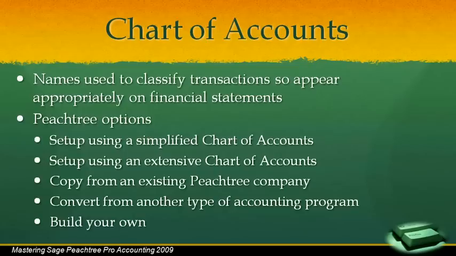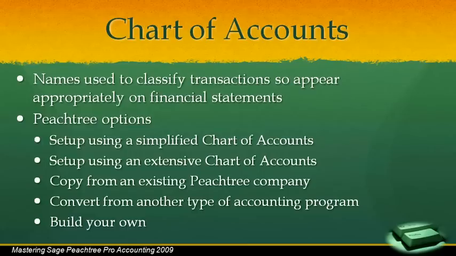We've talked a little bit about the chart of accounts, and you understand what's there. But when it comes to this part, we're talking about creating the company file. This is going to be the names that are used to classify the transactions that appear, and we want them to appear appropriately on our financial statements. Now, even though there are a lot of accounts that are always the same, sometimes they're a little bit different based on the type of business.